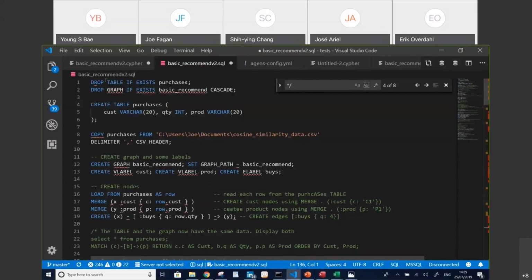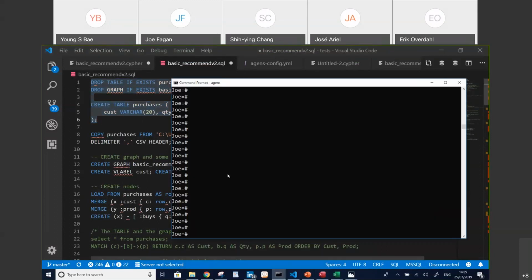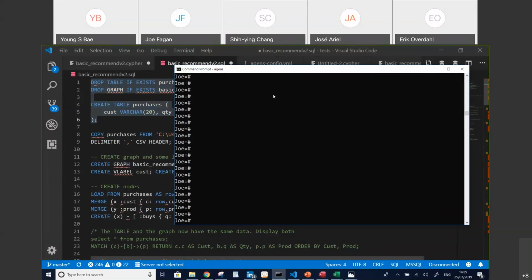So first of all, this is where we start. We're just going to create a table called purchases, and that's where I'm going to put my data, three columns of data. So I'm going to create that. I will just pop it into, this is Postgres. Well, it's AgensGraph, so it's a heavily modified Postgres that happens to understand Cypher as well.